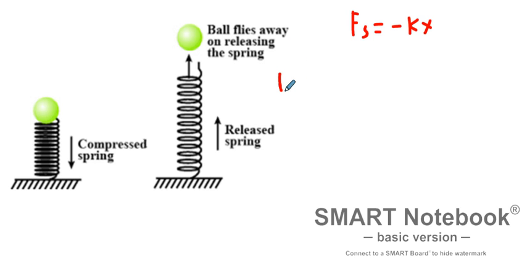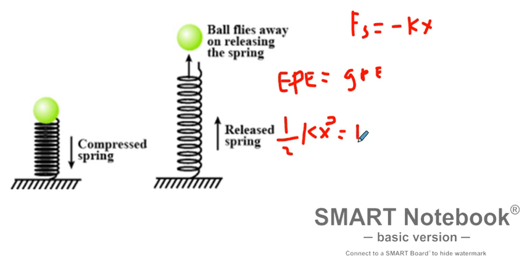In this one, we're just going to have elastic potential energy that goes to gravitational potential energy. A much easier way of doing it than dealing with all the different forces there. So we just have one half kx squared, of course, is equal to mgh.